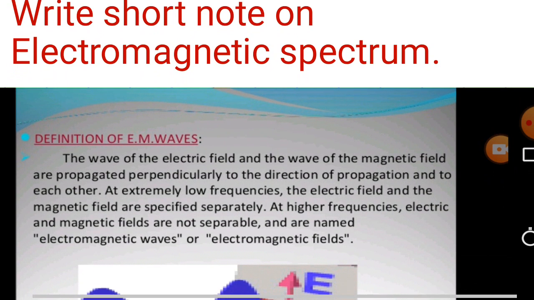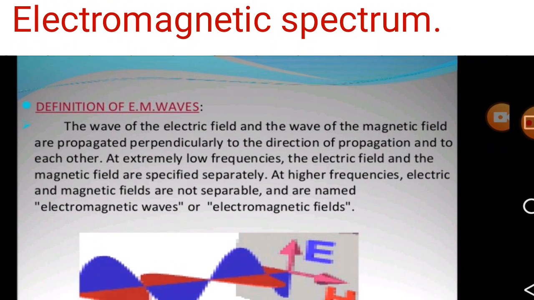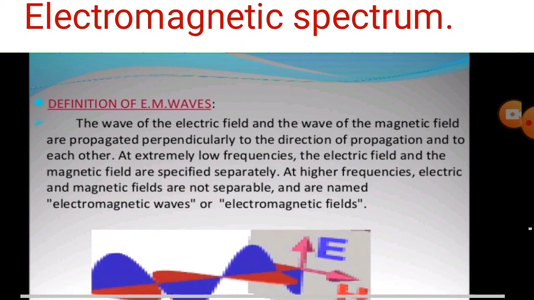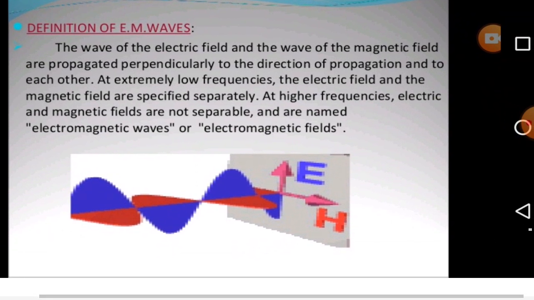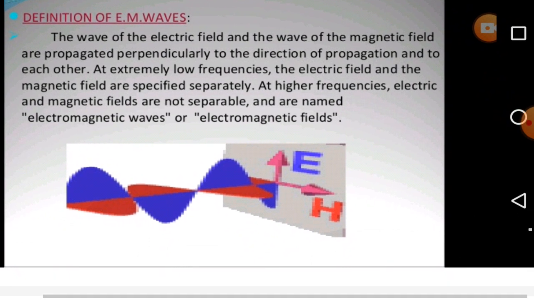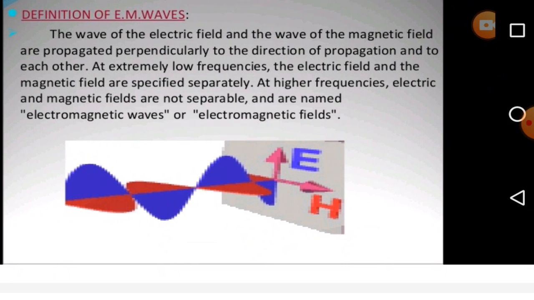Then write a short note on electromagnetism. Definition of electromagnetic waves: the wave of the electric field and the wave of the magnetic field are propagated perpendicular to the direction of propagation and to each other at extremely low frequencies. The electric field and the magnetic field are specified separately at lower frequencies. At higher frequencies, electric and magnetic fields are not separable and are named electromagnetic waves or electromagnetic fields.